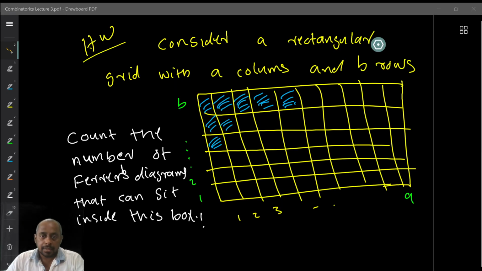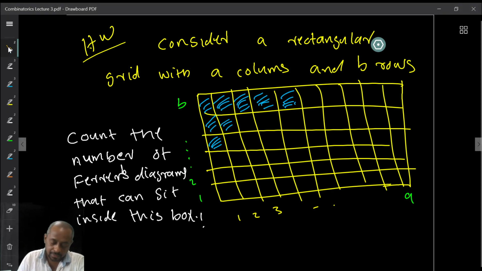Okay, so here is another homework question for you. Consider a rectangular grid with, let's say, A columns and B rows. Here is the grid where you have column number 1, column number 2, etc., column number A, and row number 1 to B. So take a rectangular grid with A columns and B rows.